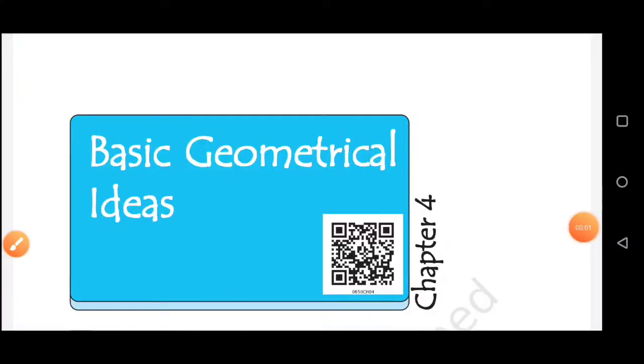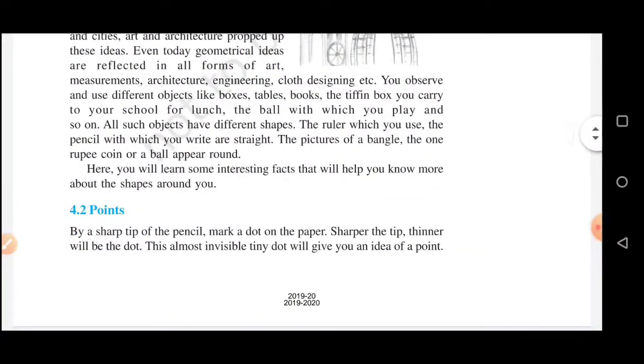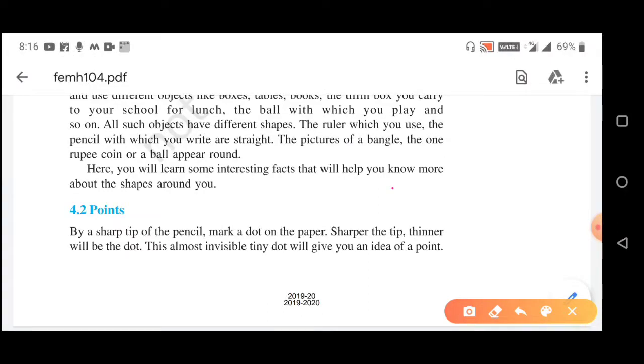Good morning everyone. Today we are starting chapter 4, basic geometrical ideas. So in this chapter the first topic is point. So what is a point? If we give a dot like this, then this is called a point.